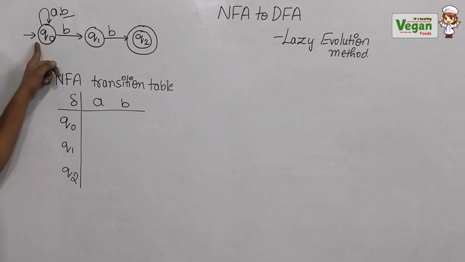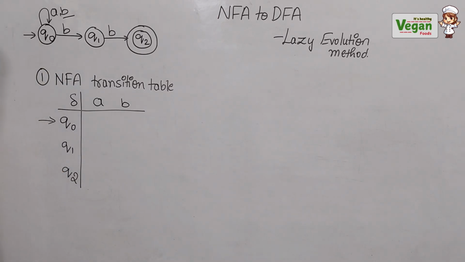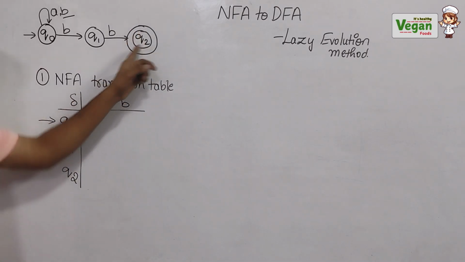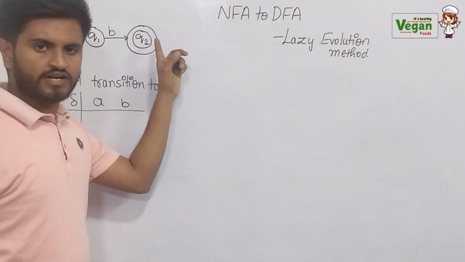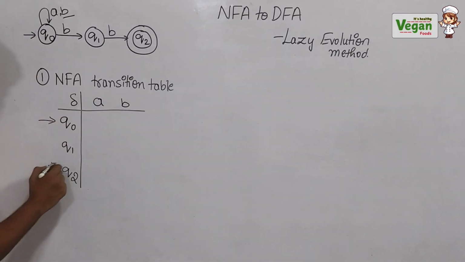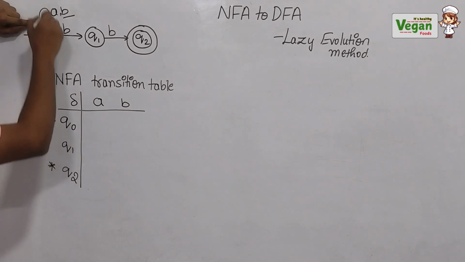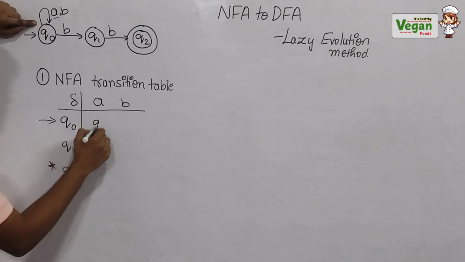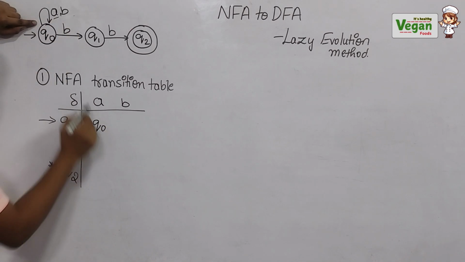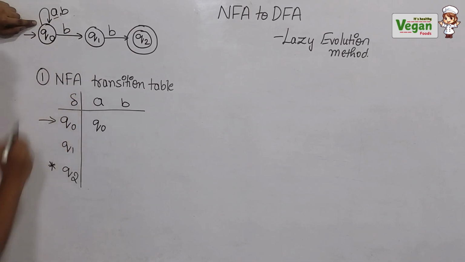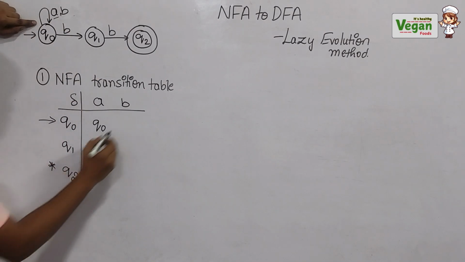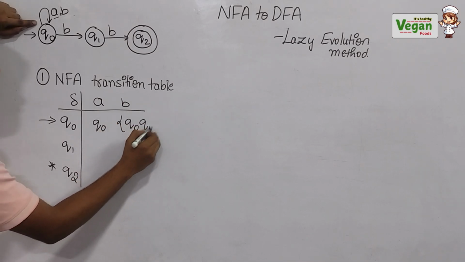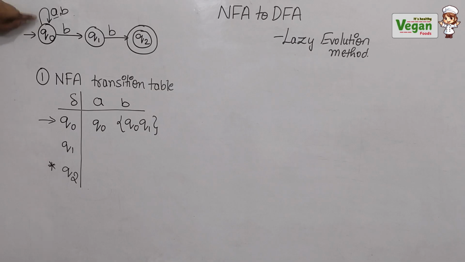If you see, Q0 is my initial state which is represented using the arrow mark, and Q2 which is enclosed in the double circle will be called the final state. So I will mark it with a star. Star means final state. Now see, Q0 using a is moving to Q0 itself, so write Q0. Q0 using b is moving to Q0 and also moving to Q1, so you can write Q0 and Q1.